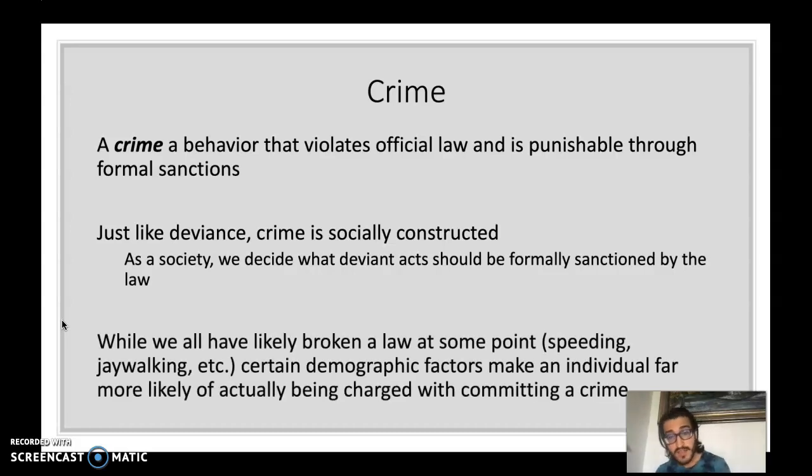So while we all have likely broken a law at some point, for example, I'm sure every one of you is guilty of speeding or jaywalking, it doesn't need to be something extreme. Certain demographic factors make an individual far more likely of actually being charged with committing a crime. And we'll take a look at that in the next mini lecture of this series.